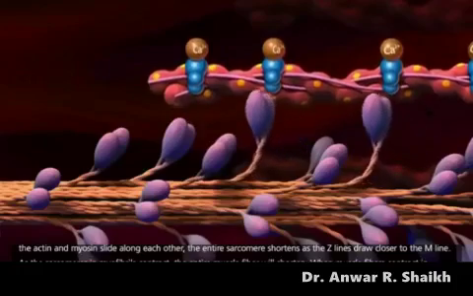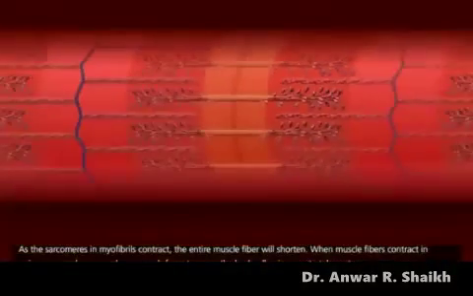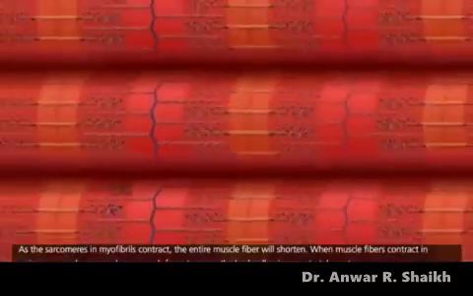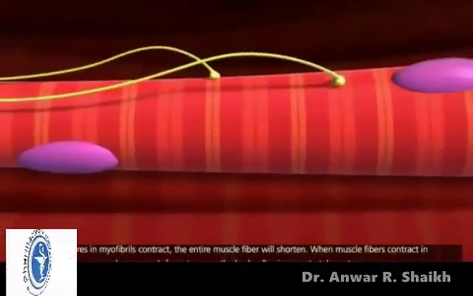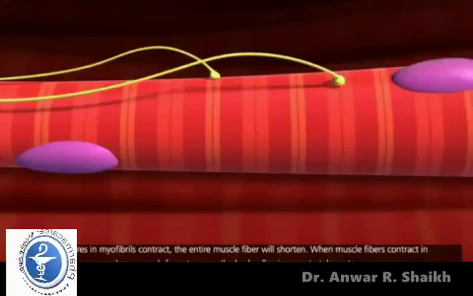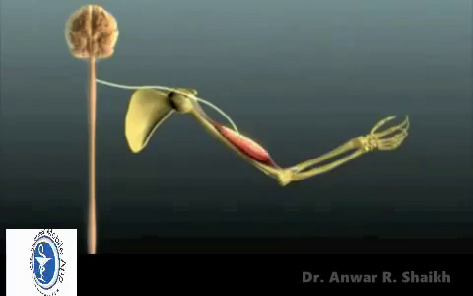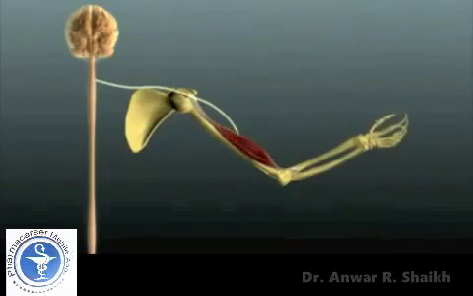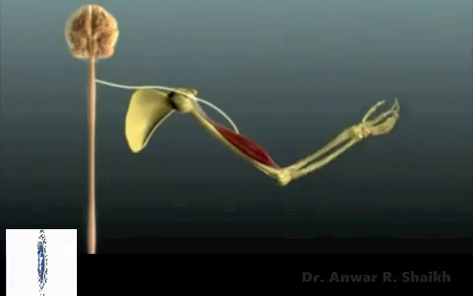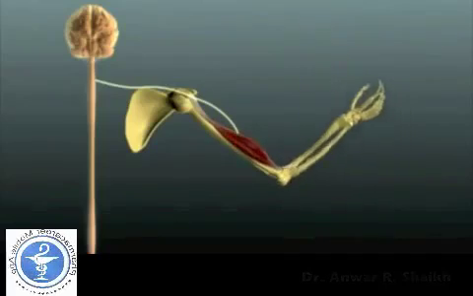As the actin and myosin slide along each other, the entire sarcomere shortens as the Z lines draw closer to the M line. As the sarcomeres in the myofibrils contract, the entire muscle fiber will shorten. When muscle fibers contract in unison, a muscle can produce enough force to move the body, allowing us to do various activities.